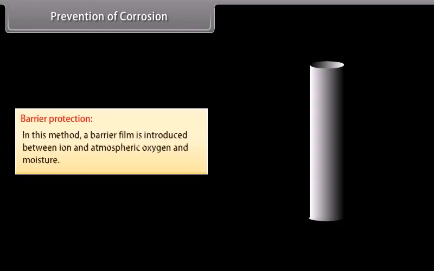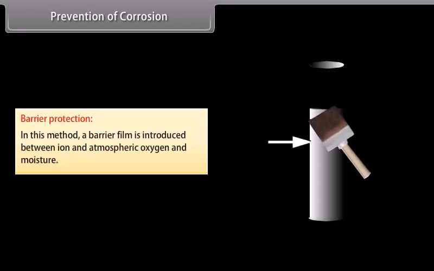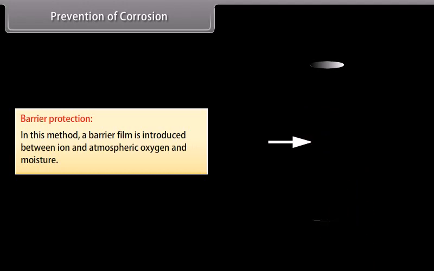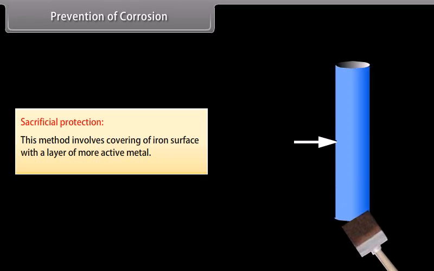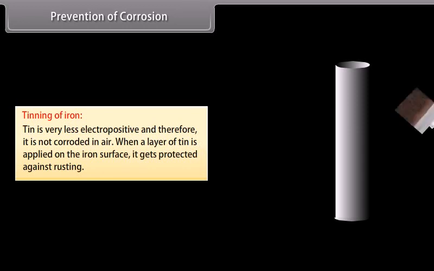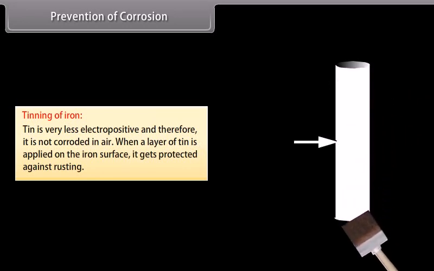Prevention of corrosion. There are many methods for protecting metals from corrosion. Some of these are as follows. Barrier protection. In this method, a barrier film is introduced between iron and atmospheric oxygen and moisture. Sacrificial protection. This method involves covering of iron surface with a layer of more active metal. Tinning of iron. Tin is very less electropositive and therefore it is not corroded in air. When a layer of tin is applied on the iron surface, it gets protected against rusting.